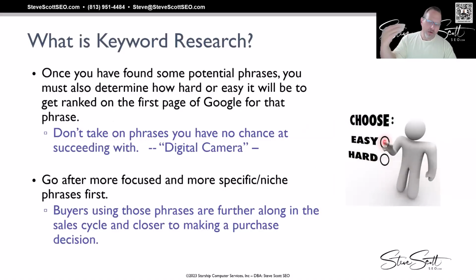So once you've found some potential keyword phrases, we'll talk about how to do that in just a minute, then you also have to figure out how hard or easy it's going to be to get ranked on the first page of Google for that phrase, okay? You don't want to take on phrases you've got no chance of succeeding with, like digital camera.